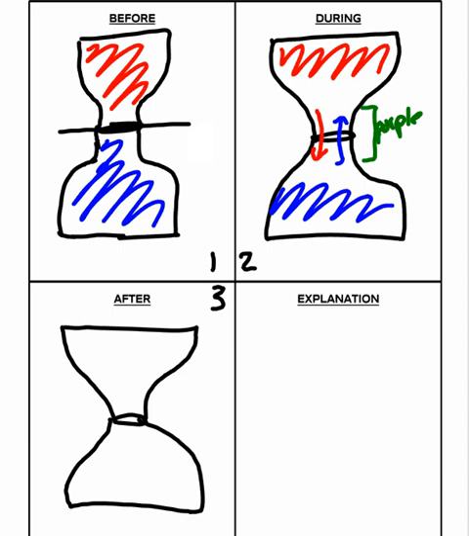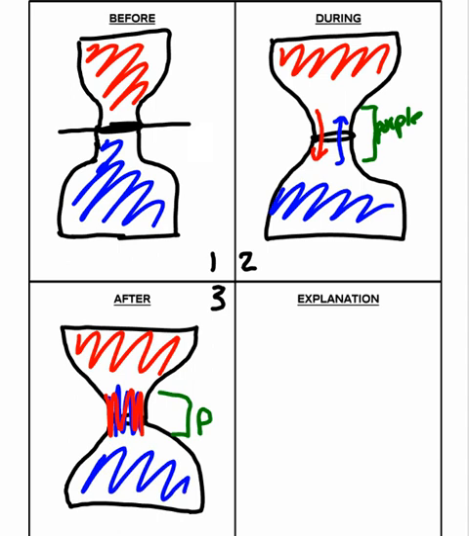And then after the phenomenon has taken place, when we're all said and done, we ended up with our purple little section right here, which was both blue and red. And then we had our red and then our blue. Now, that's just rudimentary model building. I have what it looked like before, what it looks like during, and what it looks like after.